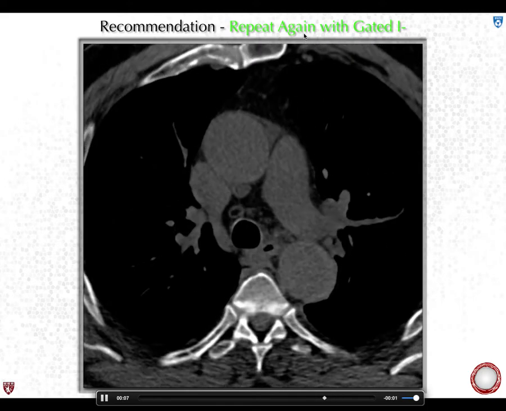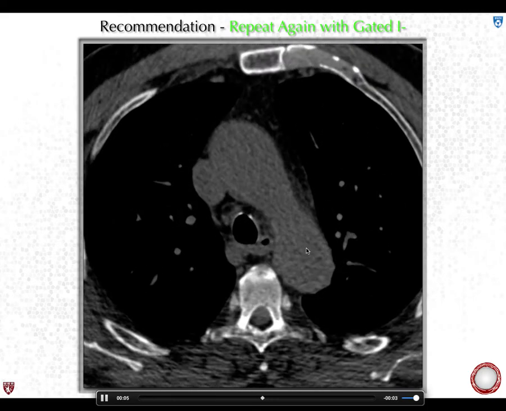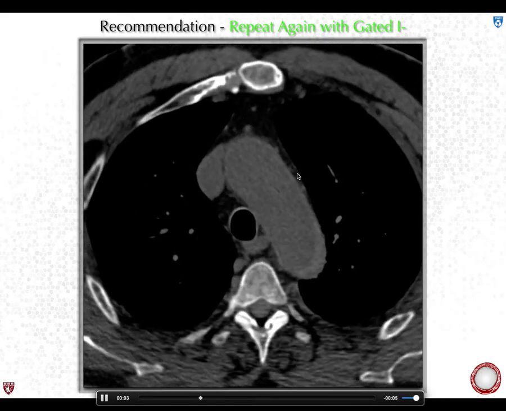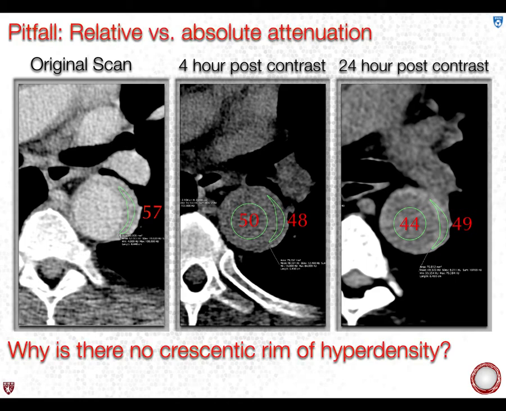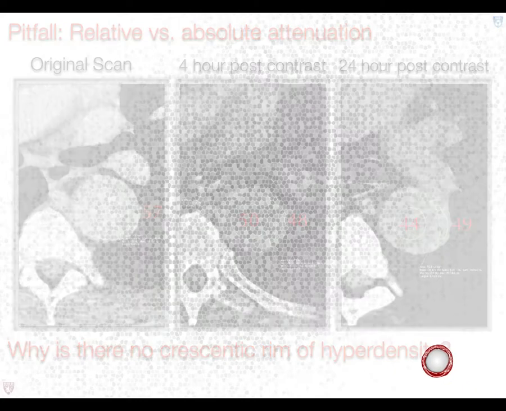So we repeated it the next day. Now it's been 24 hours, and look, you can see the crescentic rim of hyperdensity that goes into the ascending aorta. And here's the metrics where we actually measured the numbers. There you go. Relative versus absolute attenuation. So look for that pattern, the crescentic rim pattern, okay?